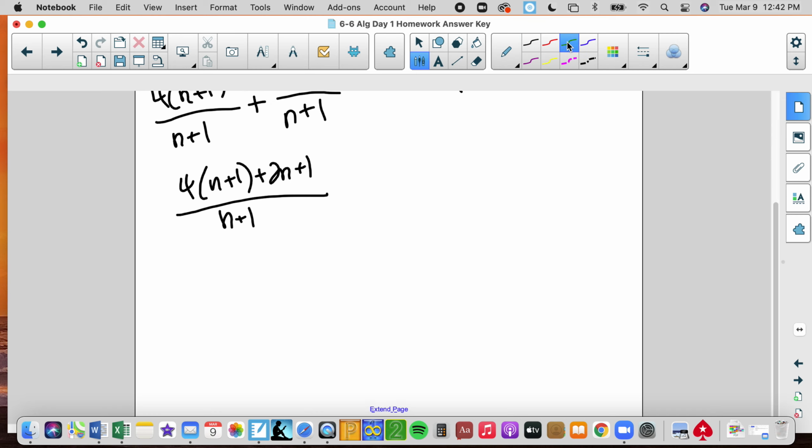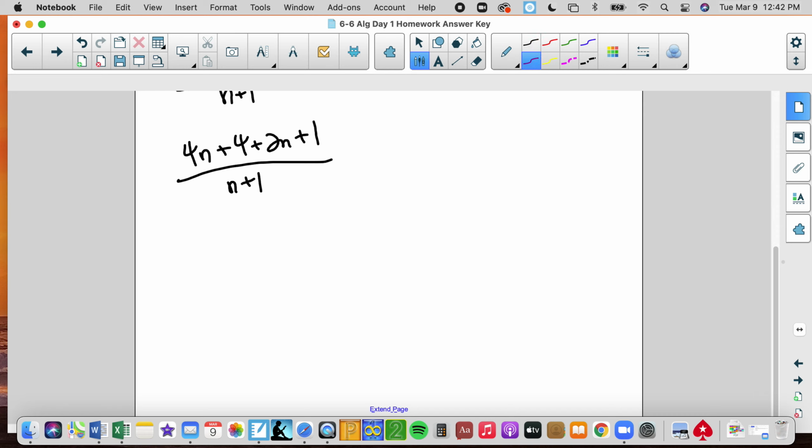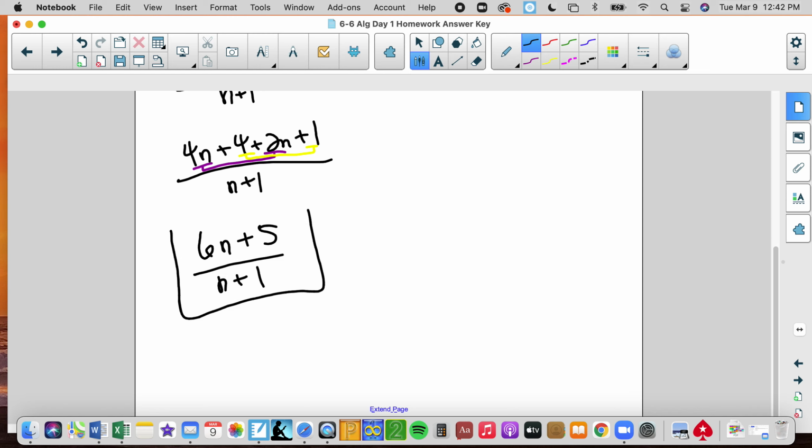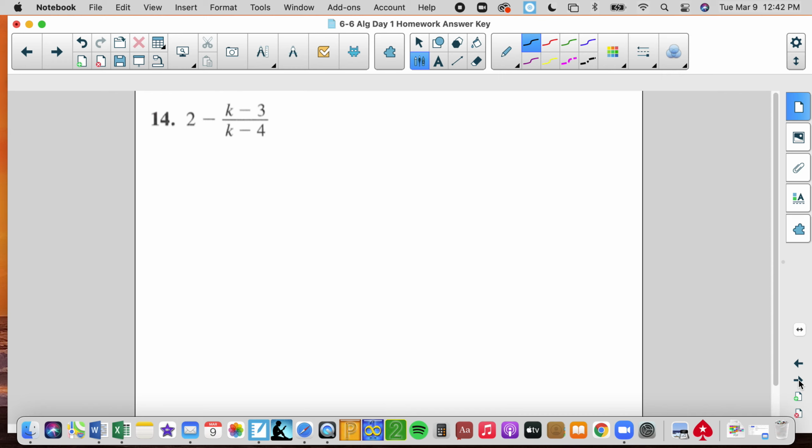Let's distribute the 4 into the parentheses so we can simplify that numerator. 4n plus 4 plus 2n plus 1 over n plus 1. Like terms, now we have 2 sets of like terms. We have the variables and we have the constants. So that's going to give me 6n plus 5 over n plus 1. Cannot be factored. That would be my final answer. Come on, give me one that can be factored after we convert.